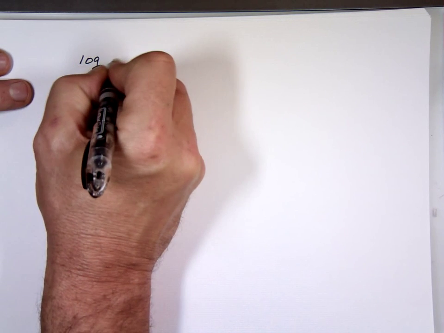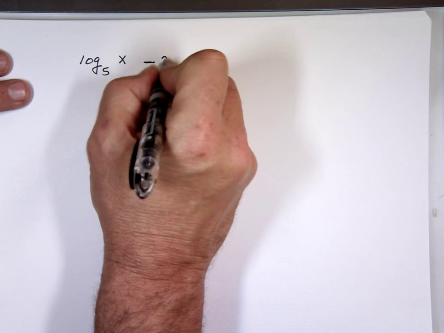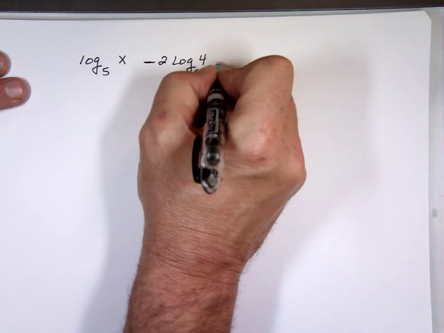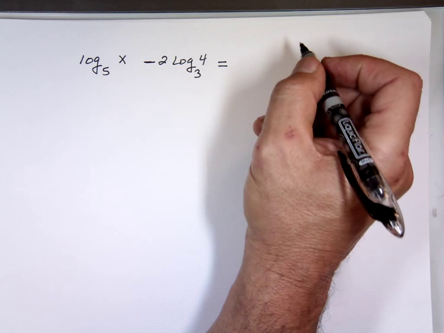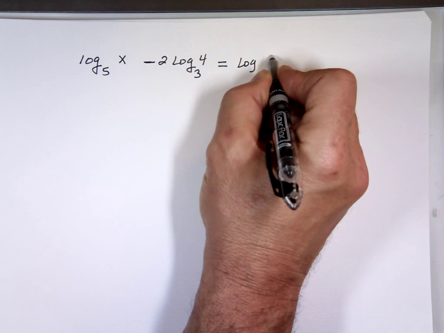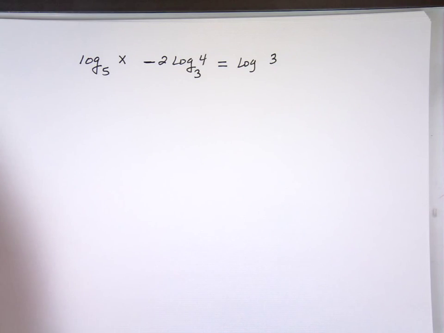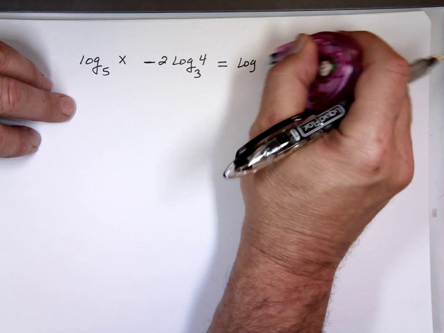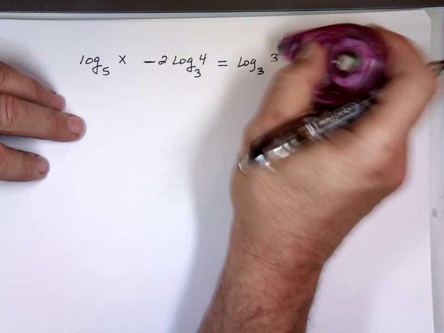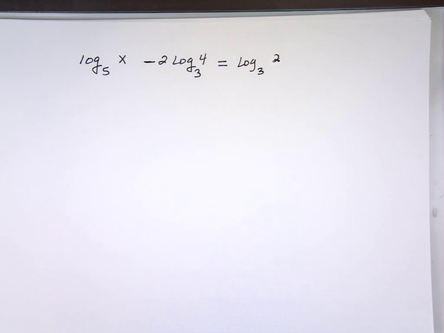Log base 5 of x minus 2 log 4 base 3 equals log 2 base 3. Log 3 base 3 is 1, so it'll be silly. I wrote it again: log 2 base 3. Notice the bases are different here.